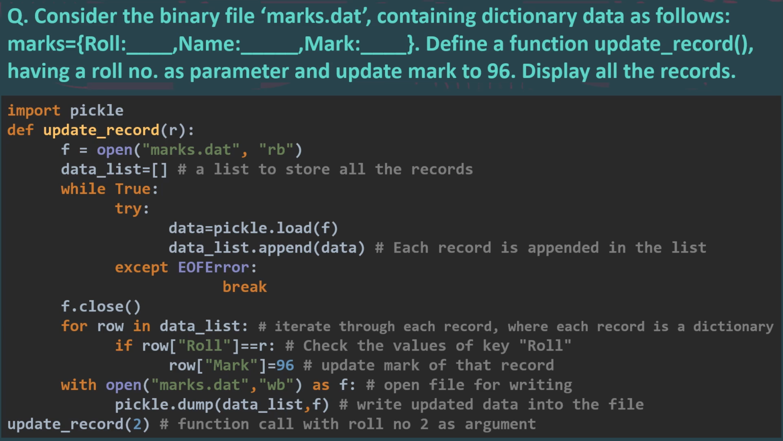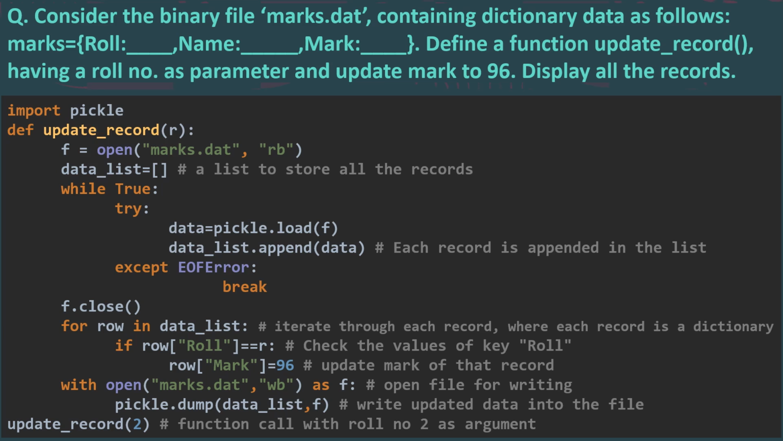Now we will check all the records of this list. So for row in data_list, if row of roll number is equal to R, that means if the roll number column is having value R, then for that particular row, update the mark value to 96. So row of mark equal to 96. We are assigning the value 96 to the mark key of that particular row.